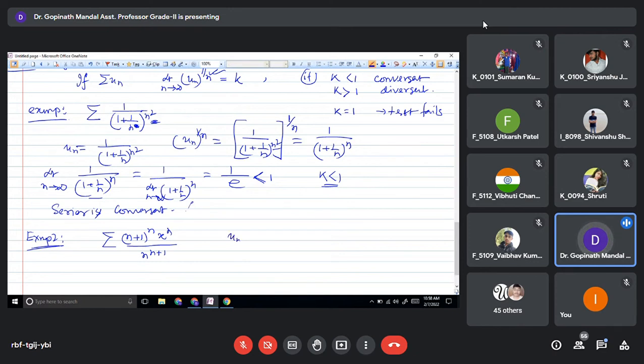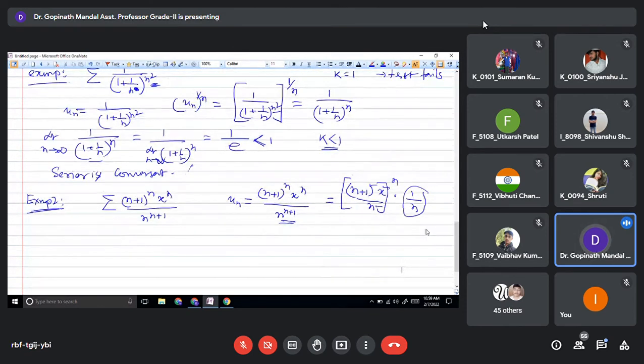So here un is equal to what? (n plus 1) to the power n, x to the power n, over n to the power n plus 1. So we can write it in the form ((n plus 1) by n) to the power n, x to the power n, times 1 by n, right? Because this is (n plus 1) to the power n, x to the power n, and below is n to the power n plus 1. That means 1 by n remains.